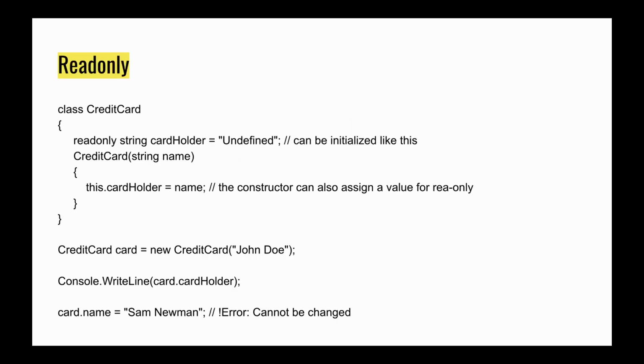Read-only. Read-only fields and the read-only modifier. Read-only fields represent fields of a class or structure whose value cannot be changed. Such a field can be assigned values either directly when they are declared or in the constructor. In other places of the program, you cannot assign values to such fields. You can only read their values.